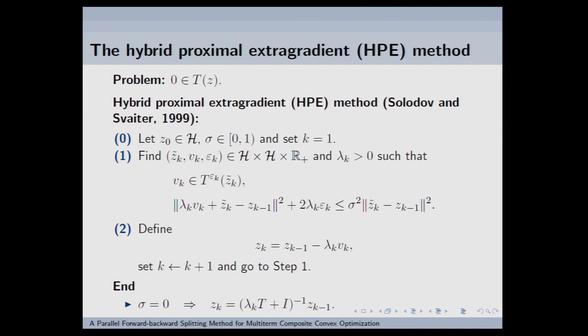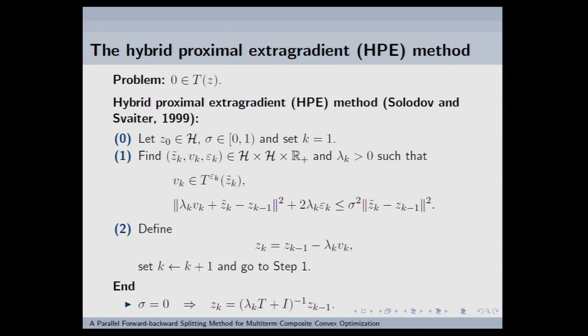So in step one we want to find a point in the graph of T epsilon, V in T epsilon_k of Z tilde. Here we relax the inclusion, and here is the error in the equation. This error squared plus 2 lambda epsilon must be relative to this displacement, Z tilde minus the current point. So the first step is to find a triple Z tilde, V, epsilon satisfying this. And the next iterate is not just this Z tilde, but an extragradient step from the current point in the direction of minus V.